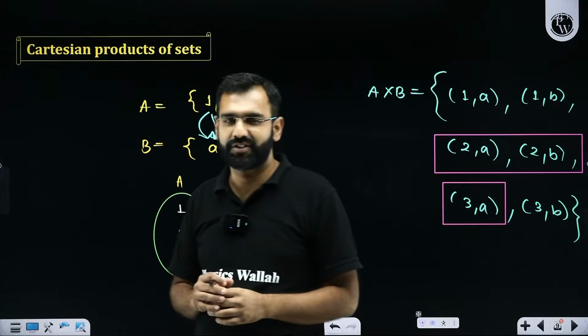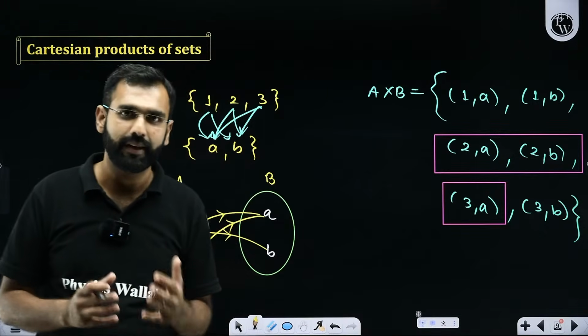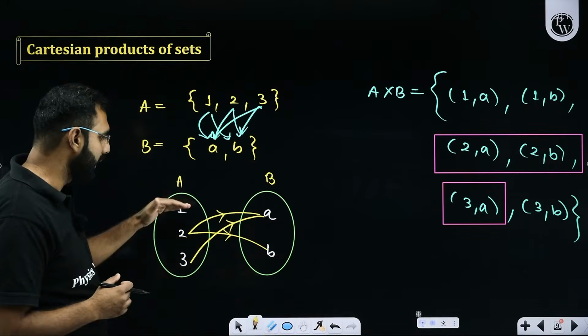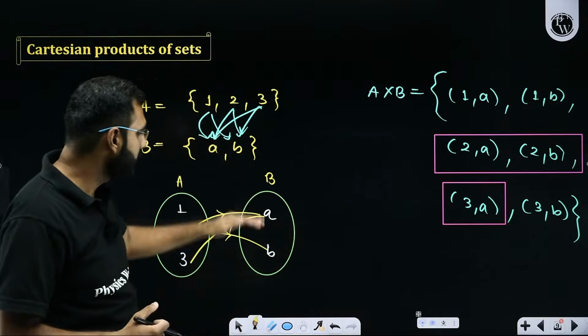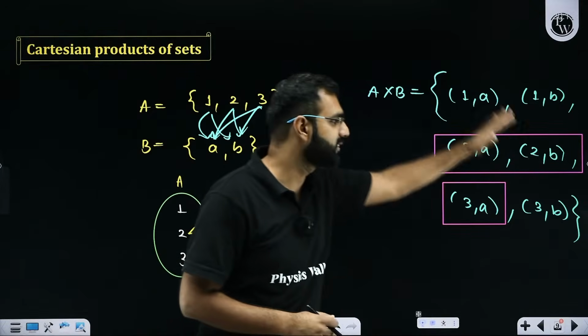Sir, what you are saying is totally not understandable. Can you re-explain? Yes. What I'm saying is that 1, 2, 3 in all possible manner can be mapped with A comma B in these 6 ways.